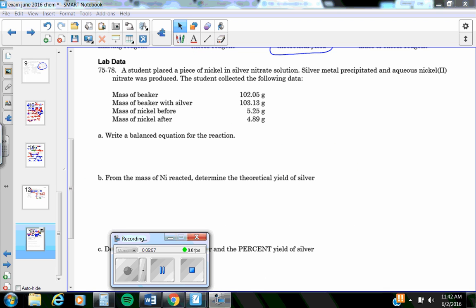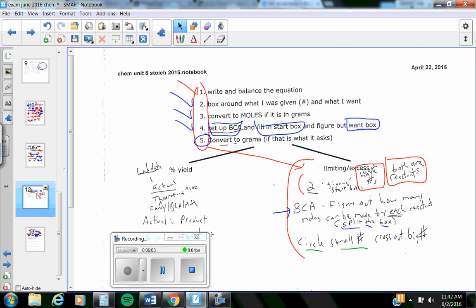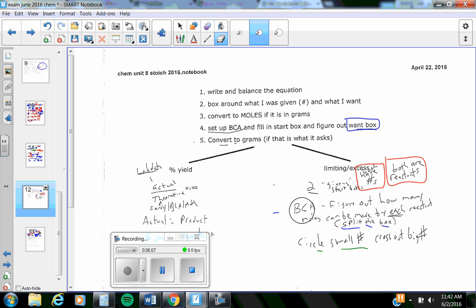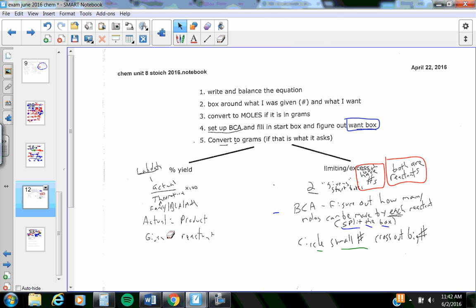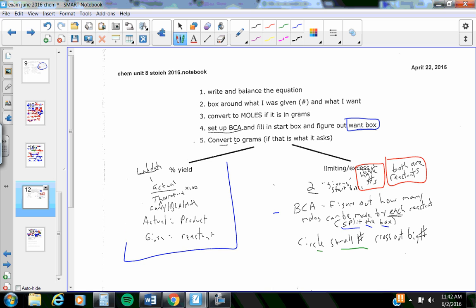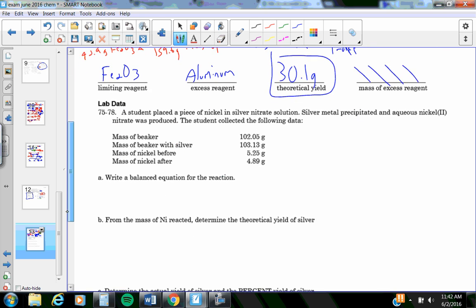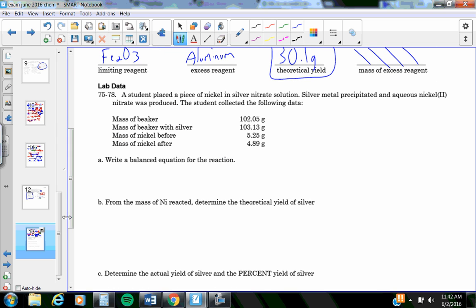Home stretch, last one. It's a lab data. Ultimately, they're going to be asking me about percent yield. It's still stoichiometry. I'm still going to use that patented process, only I don't care about all the limiting and excess. This is actually back to being a percent yield, so I'm going to be doing a little bit of both of these. Step 1, we'll have to write and balance the equation. Do they give it to me? Nope. The person placed a piece of nickel, Ni, in silver nitrate, AgNO3, because that's a match made in heaven.